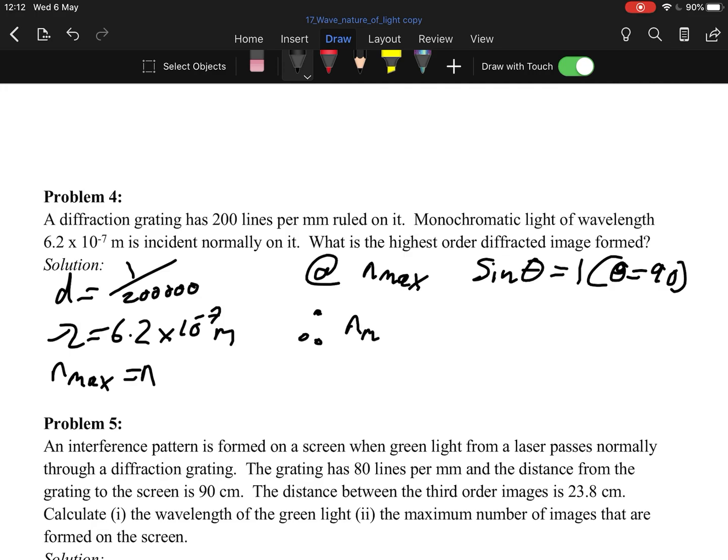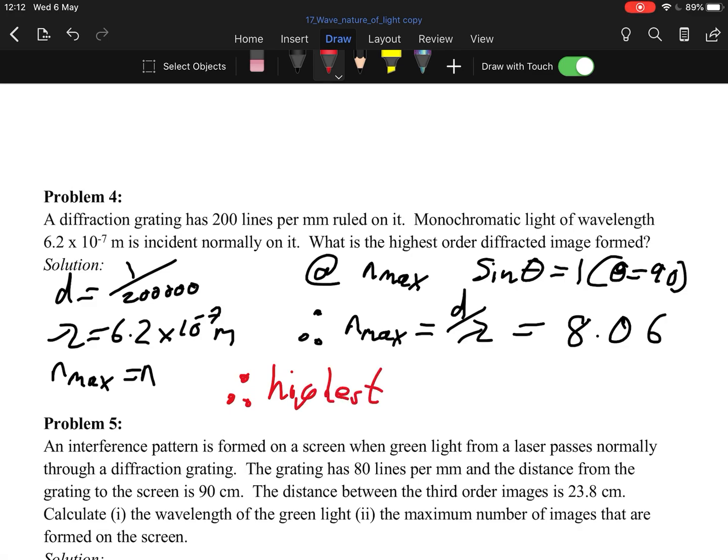So therefore, n max equals d over lambda, which should give me 8.06. What is the highest order diffracted image? So therefore, now, key thing here, you always round down.